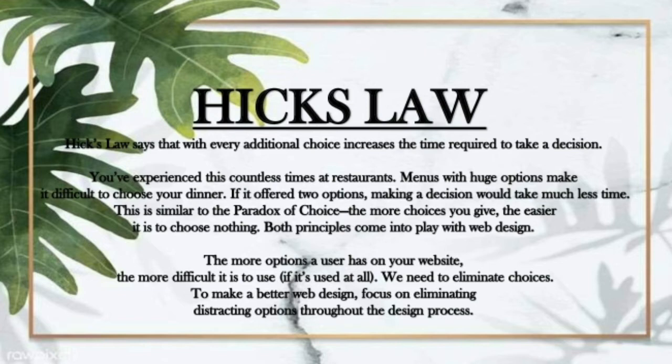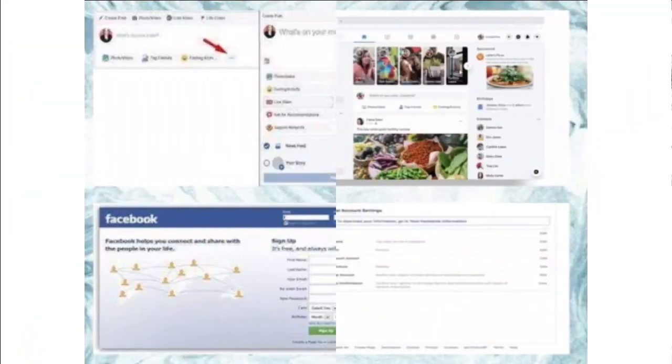And this is similar to the paradox of choice. The more choices you give, the easier it is to choose nothing. Both principles come into play with web design. The main purpose of Hick's law is making the choice easier for users, and it can be seen in a control display, drop-down menus, contact pages, sign-up forms, button selection, and navigation.